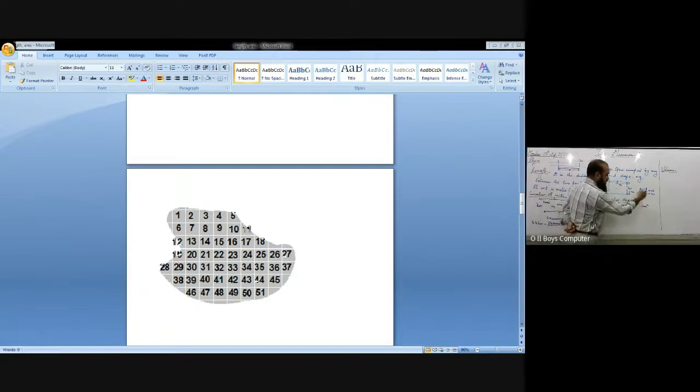If the unit is given to you in meters, then the area has a unit of meter squared or kilometer squared, and so on. Is it clear? Then moving towards the volume.